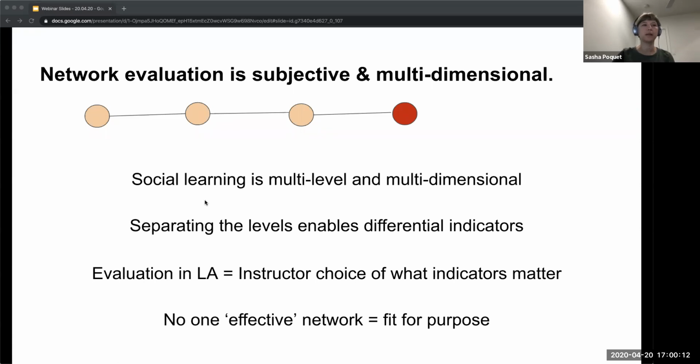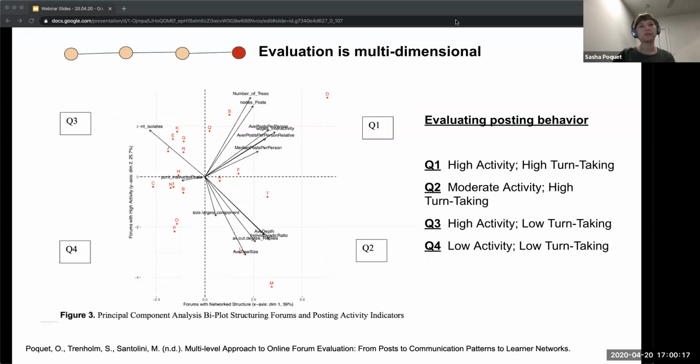The example I'd like to demonstrate this through is the analysis of 20 online forums that I've conducted at the University of South Australia. It's part of a seed grant.